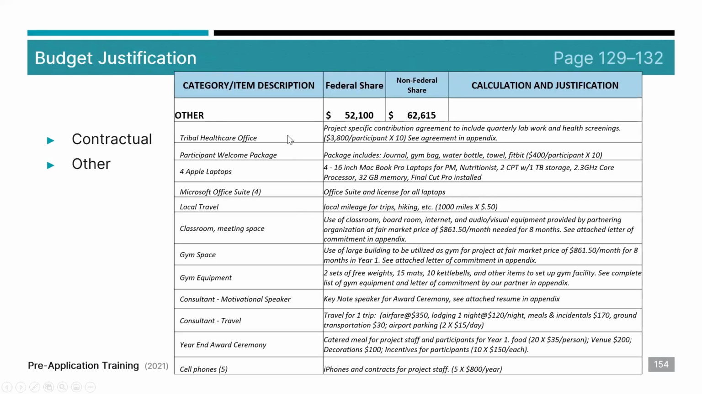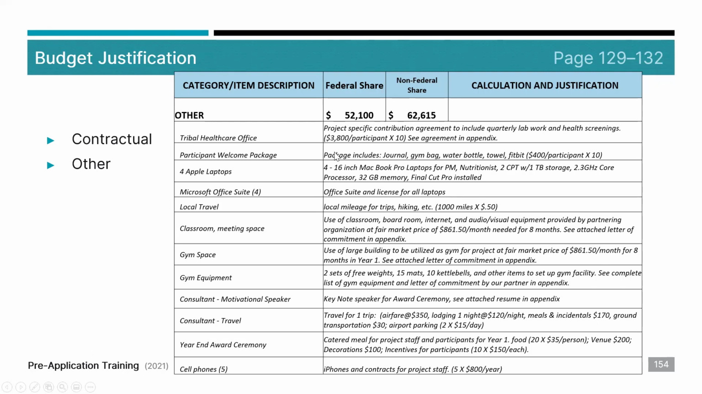So we have the description of the healthcare office. So there's a contribution agreement for the quarterly lab work and health screenings. It's estimated at $3,800 per participant times 10, because there's going to be 10 participants. And then they broke it down into federal and non-federal share in the line item budget. And so you also see the agreement in the appendices. So this is important, especially if it's anything to do with the non-federal share, because you do have to document your non-federal share whenever possible.